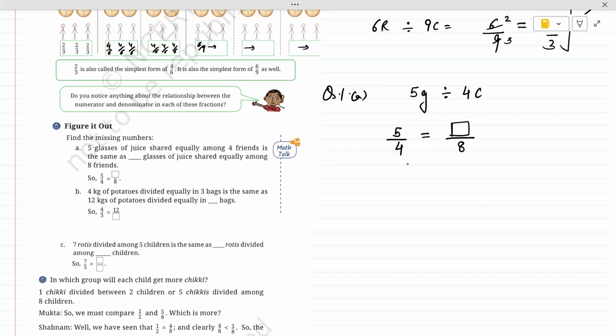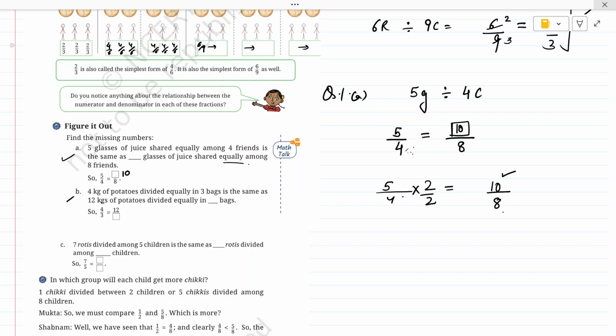So kids, we can see here, if we multiply 4 with 2, we will get 8 here. Okay. So what we are going to do, let us multiply this with 2. We will get 8. 4 into 2 is 8. So if we are multiplying the denominator with 2, we have to multiply the numerator also with 2. So this will become 10 by 8. Okay. So this answer will be 10 here, because here we are speaking about equal share.